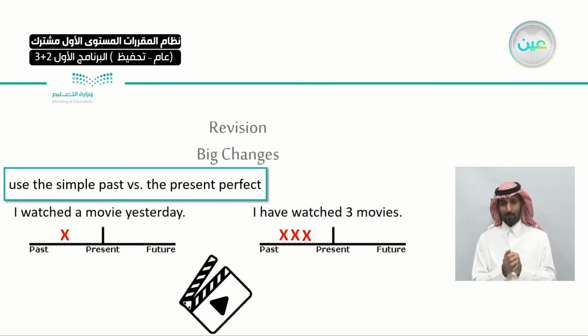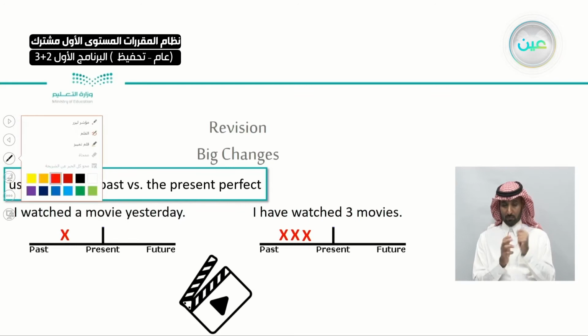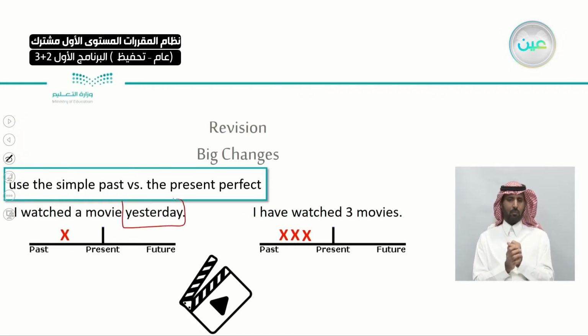Now, speaking about the use of simple past and the present perfect, what is the difference between them? Both are actions that happened in the past. However, when we are using the past simple, I will say, I watched a movie yesterday. What is the key word in here? The key word is yesterday. I can tell when it happened. So we have a specific time. I graduated from intermediate school in 2019, this specific year.